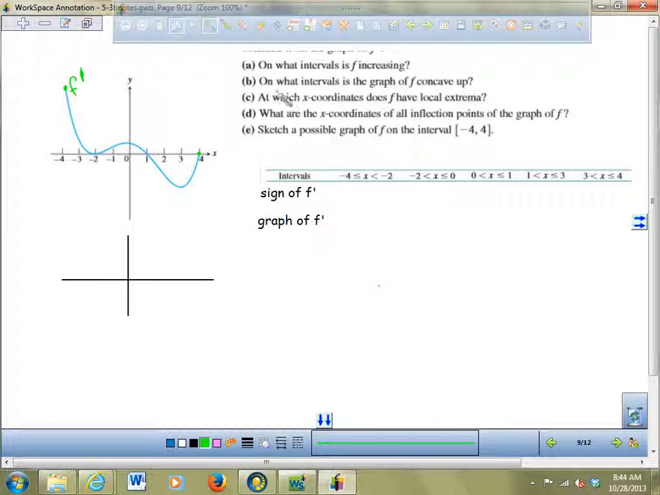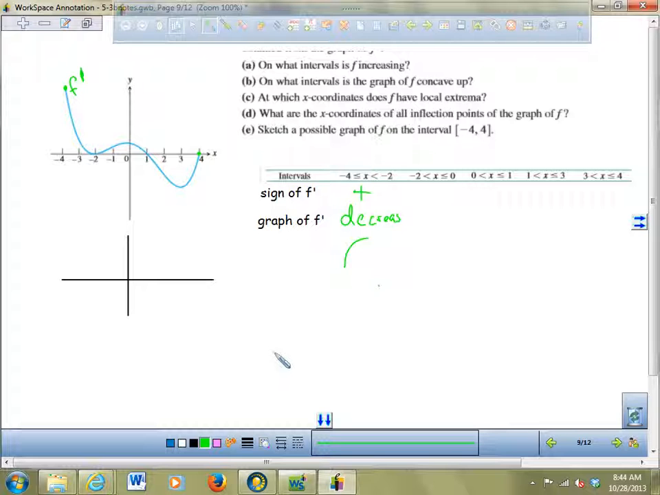So one interval is from -4 to -2. What is the sign of f prime? Positive or negative? It's positive, okay? So the derivative is positive. The graph of f prime is decreasing. So this is the graph of f prime, which tells you that my function is going uphill, but it's concave down. Do you understand that?